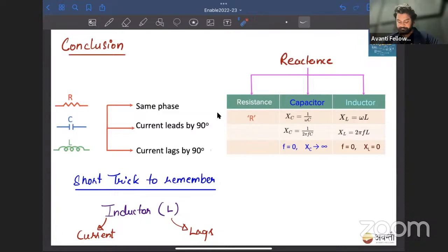Clear? Chalo. So now how can we remember, sir, what is lagging, what is leading? Just remember only one thing. What one thing? Just a second.